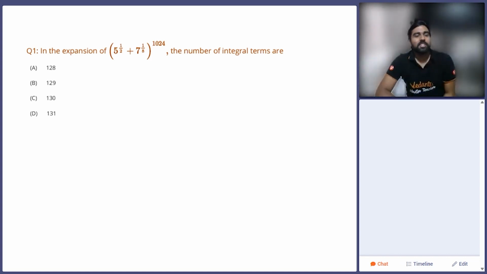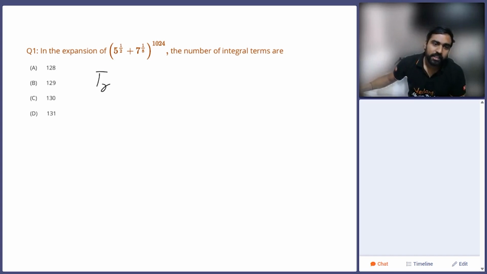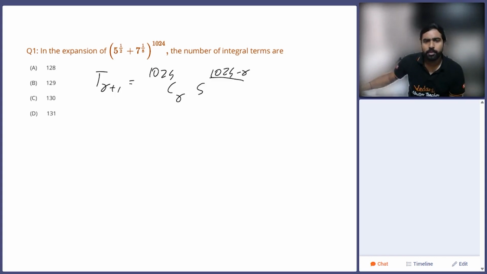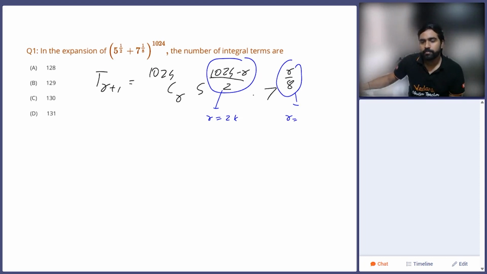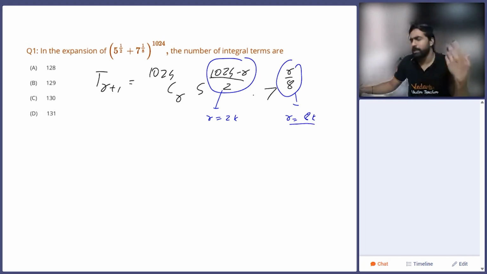So the very first question is a very straightforward, general type of binomial question. I can say the general term over here, T r plus 1, will be equal to 1024 C r into 5 power (1024 minus r) by 2 into 7 power r by 8. Now the idea here is that for (1024 minus r) by 2, r has to be a multiple of 2, and over here r has to be a multiple of 8. This takes precedence because if a number is a multiple of 8, automatically it's a multiple of 2 as well. So we'll just consider r to be a multiple of 8.